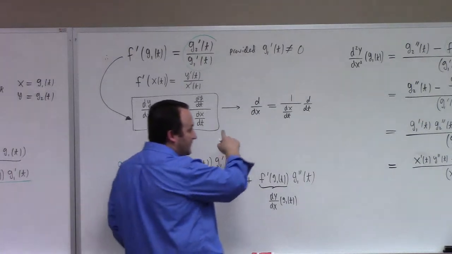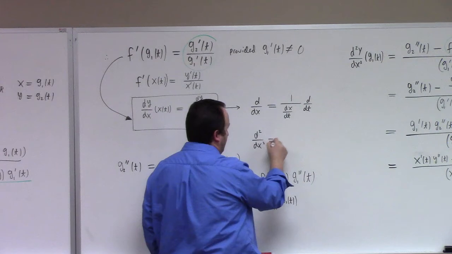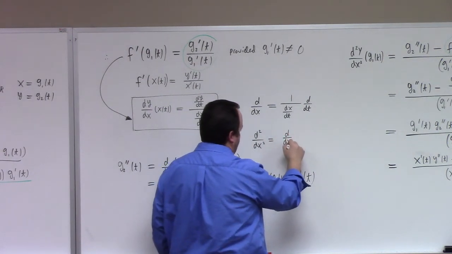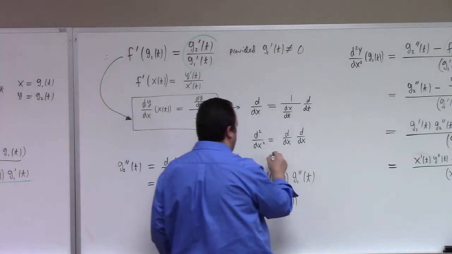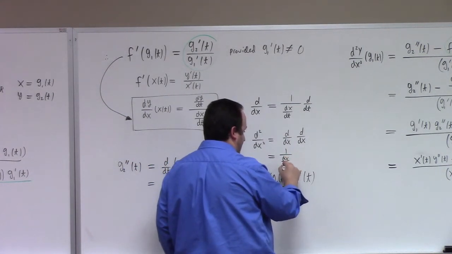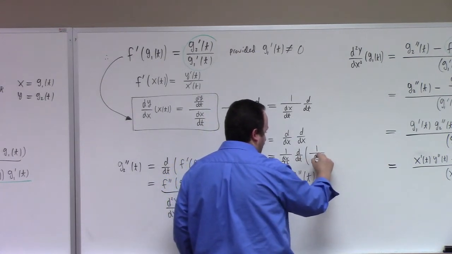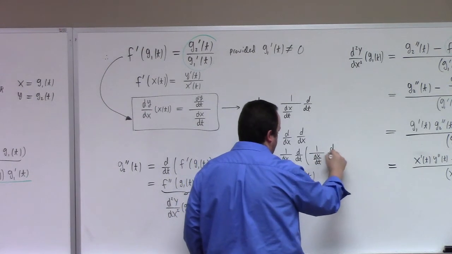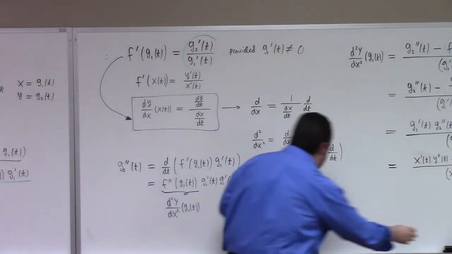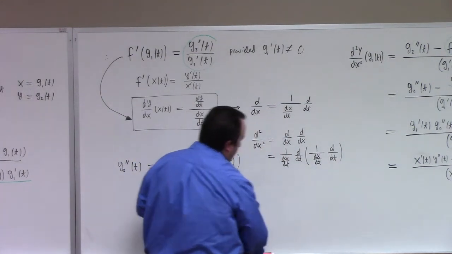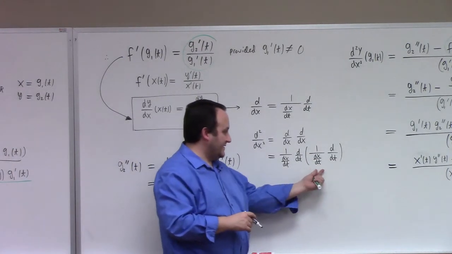So if I do 2 of these, if I do d squared/dx squared, that's understood to be d/dx of d/dx, right? But the thing is, that is 1 over dx/dt, d/dt of 1 over dx/dt times d/dt, if you want to look at it as an operator equation. And that's why it's not just squaring, because you actually have to differentiate this.